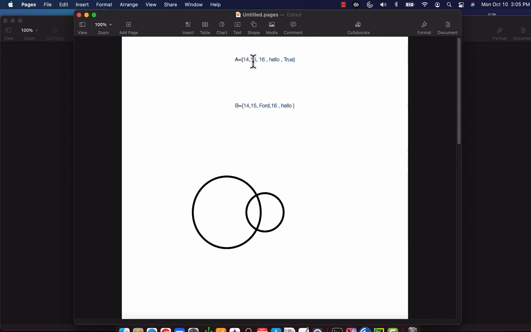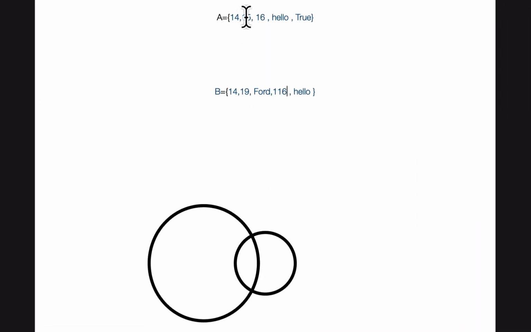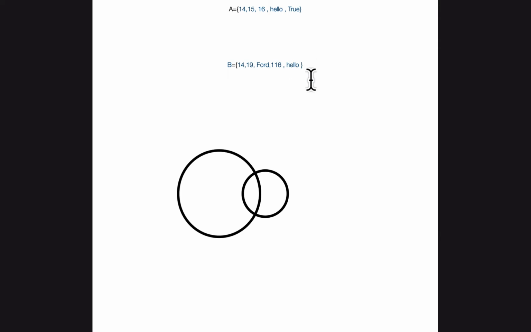So in A, I have 14 and hello, and in B, I have again 14 and hello. Some of the items may be different, for example 16 here or there. But let me change, for example, here. If I change this one to 19, and change this one to, I don't know, 116, the only thing common between these two is 14 in this set and 14 in that set, and then the hello on this one and hello on that one.